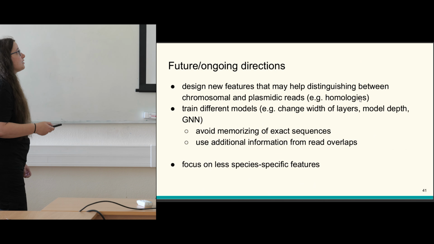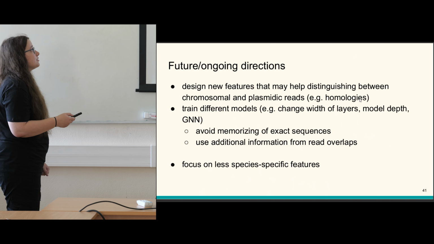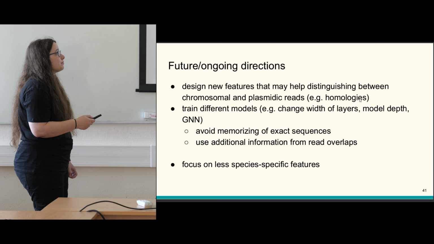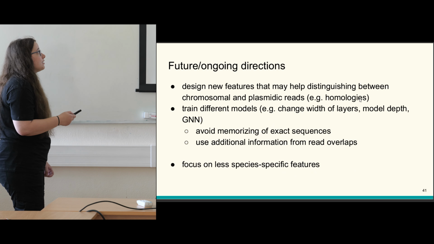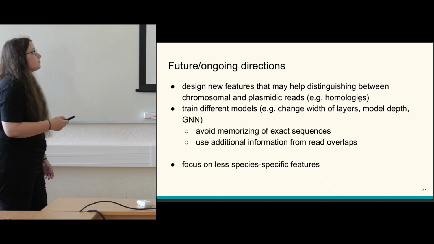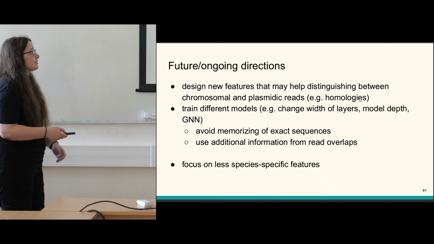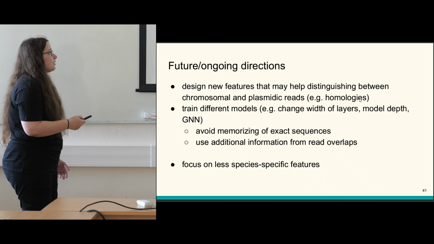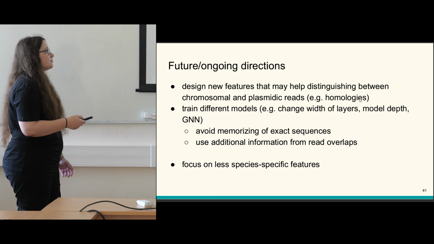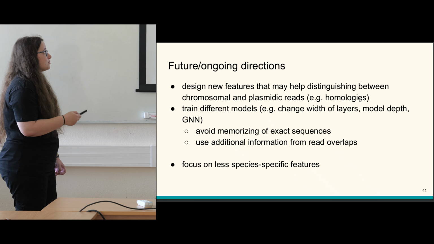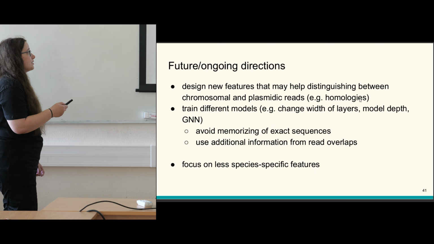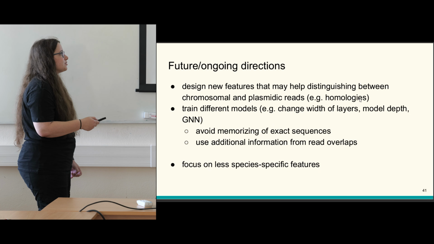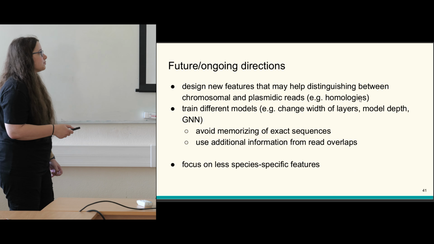In future, we would like to design new features that may help distinguish between chromosomal and plasmidic reads. For example, we can use homologies with non-plasmidic or chromosomal sequences. Then we would like to train different models, for example, to avoid the memorizing of exact sequences. So we can maybe change the width of layers or model depth. And we also want to use additional information from read overlaps, which can be done using graph neural networks. Another direction is to focus on less species-specific features, which we also plan to do in future.